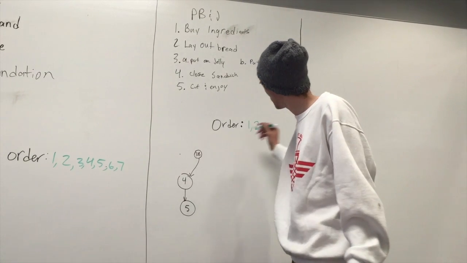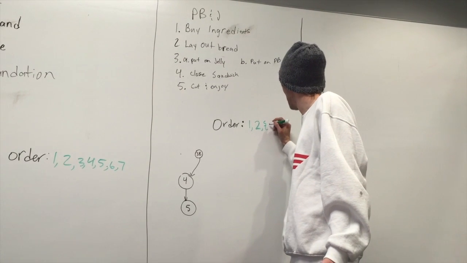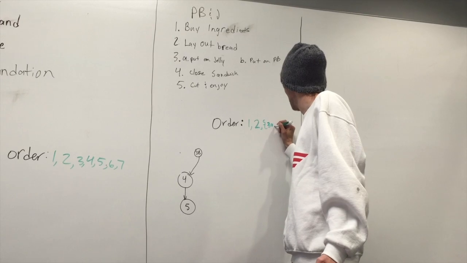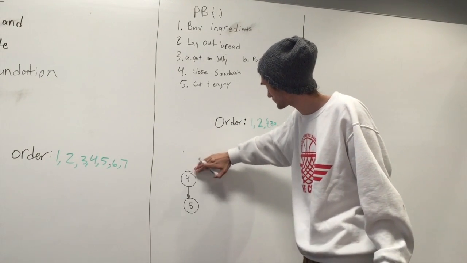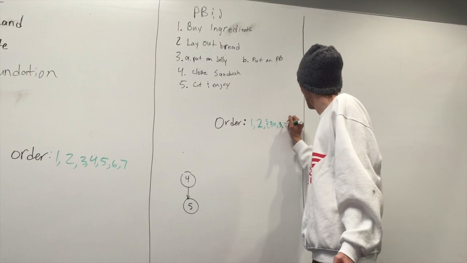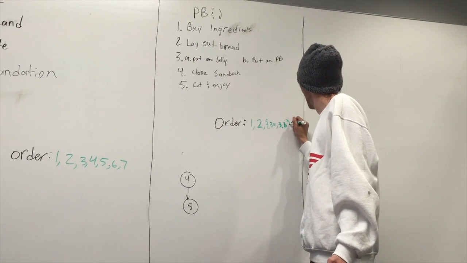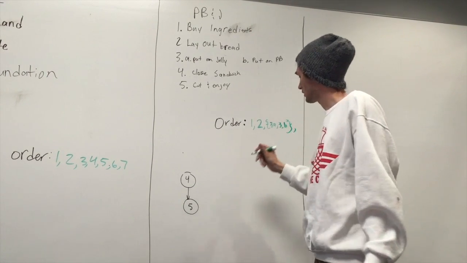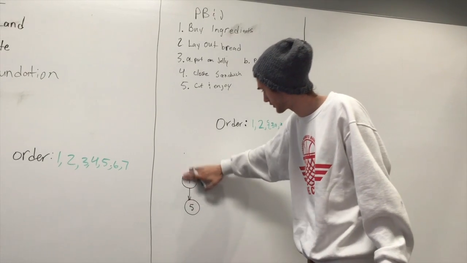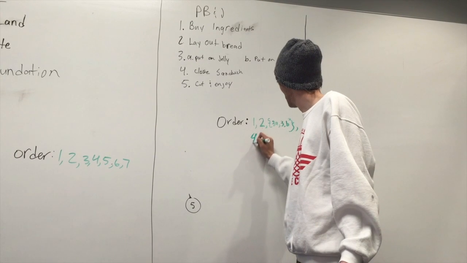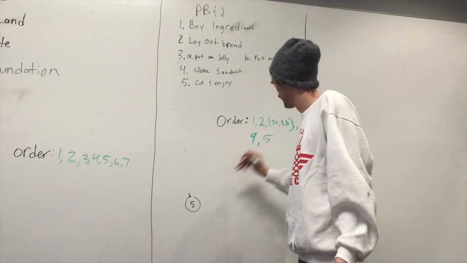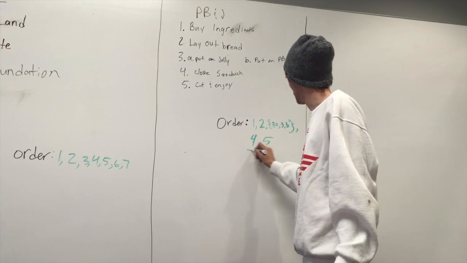So we'll go with 3A. Again, we can use the brackets to denote that there was a decision made. We go to 3B. Then finishing off, we just finish off with the 4, then we're left with 5. And that concludes that ordering.